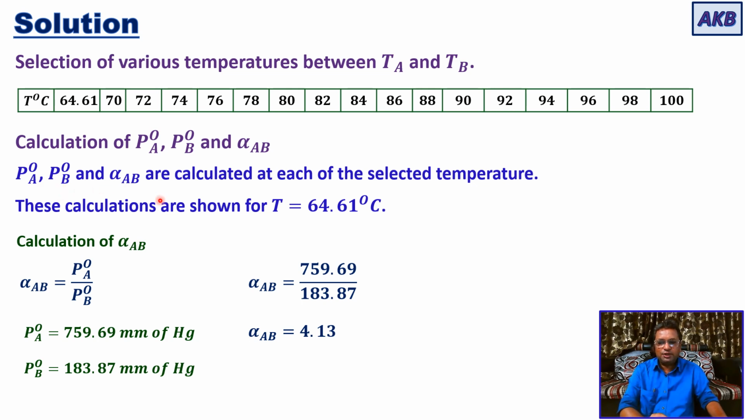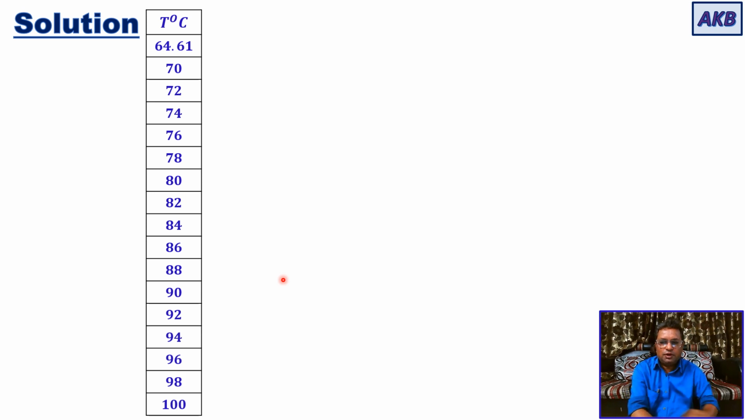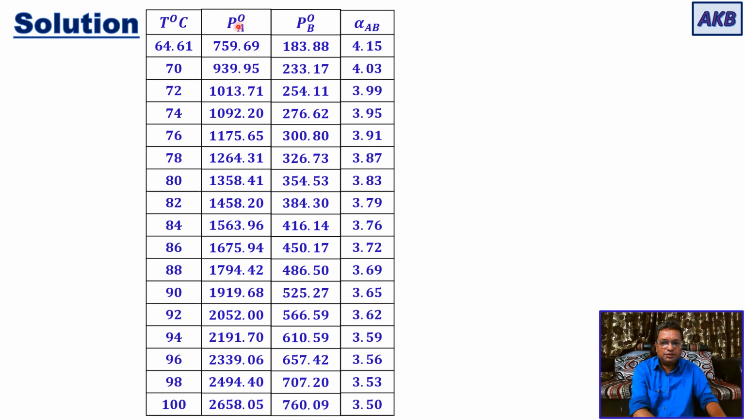we have calculated PB naught, and now we have calculated alpha AB. Okay. So this is to be done for the remaining temperatures. For all other temperatures that we have selected, we will be calculating these three parameters: PA naught, PB naught, and then alpha AB. After getting PA naught, PB naught, and alpha AB at 64.61 degrees Celsius, for other temperatures, I have then followed the same steps to get those three parameters.